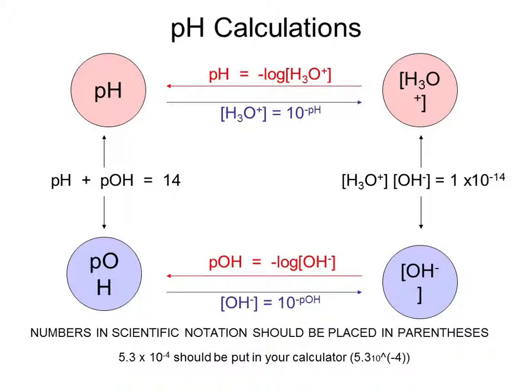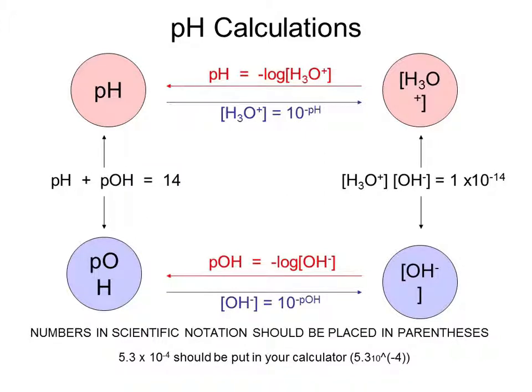Now, I will give you these equations on the quiz or test, but you need to understand the relationship between pH, pOH, H3O plus concentration, and OH minus concentration. So this little diagram should help you out. Now, there's a couple of key equations here. There are 6 equations that you should be very familiar with and know how to use. Let's look at the first one.